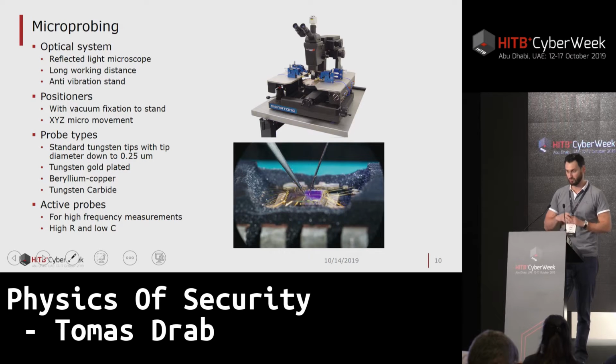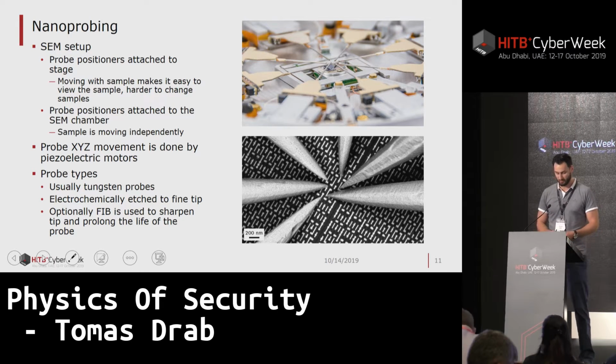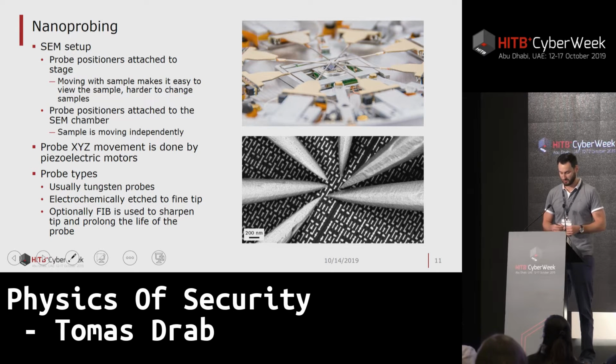If you want to probe the lower layers, you need to go to nanoprobing. Here you have to have a scanning electron microscope. You just cannot do it in an optical microscope. And by using these piezo movement probes, you can very precisely land the probes on a structure with sub-nanometer precision.